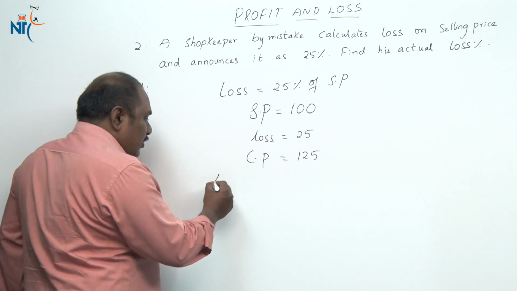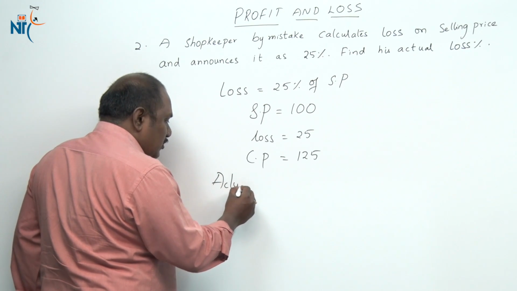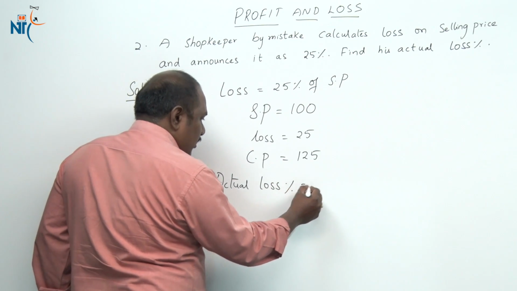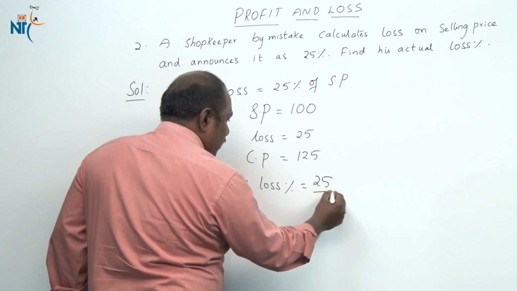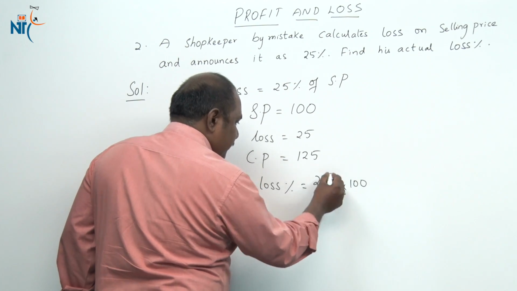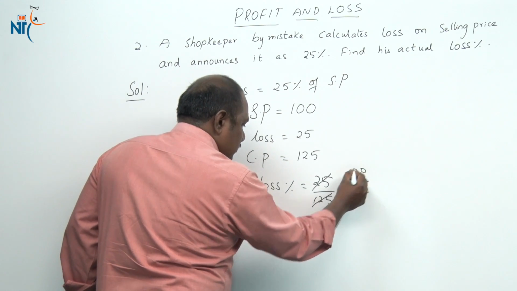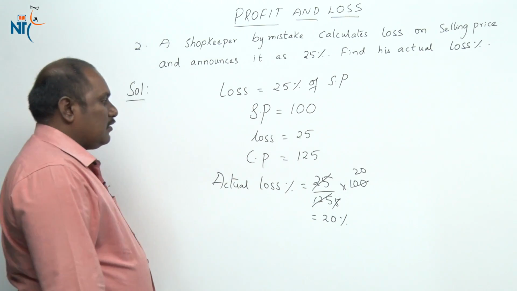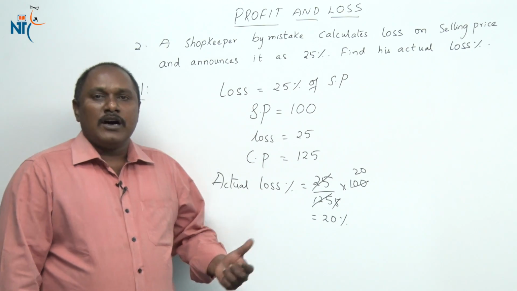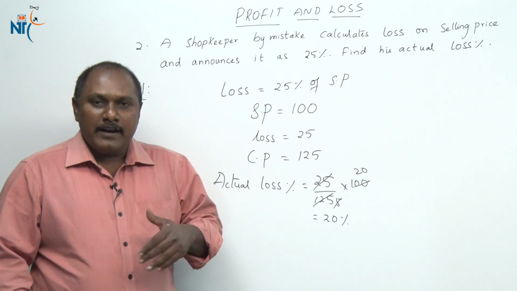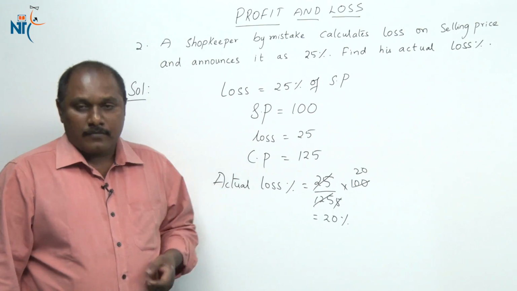Now let us try to calculate his actual loss percentage. His actual loss percentage would be 25 by 125 into 100. 5 20s are 100. So his actual loss would be 20%. Now this is a simple method to answer this type of questions. Now let us look into the third and final problem in this model.